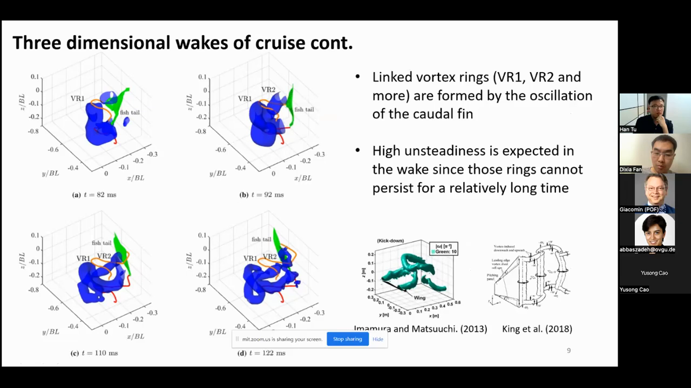Another thing is that high unsteadiness is expected in the wake, since those rings cannot persist in their shapes for a relatively long time. Although those downstream structures gradually lose their shapes, or say gradually lose their coherence, it is still clear that the structures we observe agree with the phase-averaged results from previous data, like when we compare here to here, the result from Amarula and Mastuch in 2013. Our instantaneous results for the zebrafish also support the schematic proposed by King et al. in 2018. They proposed this schematic by investigating the wake structures of a pitching panel, of course, the work from Melissa's group.